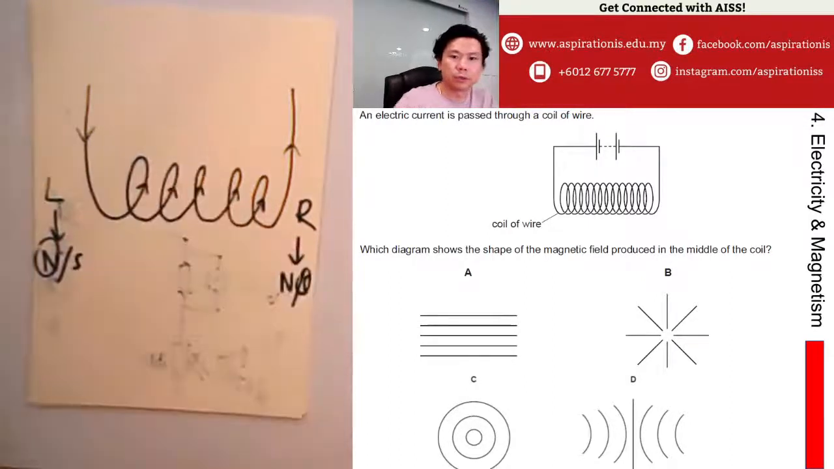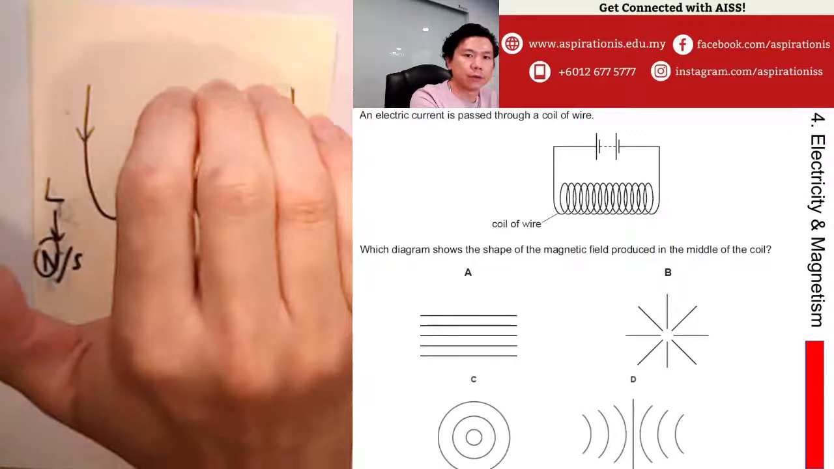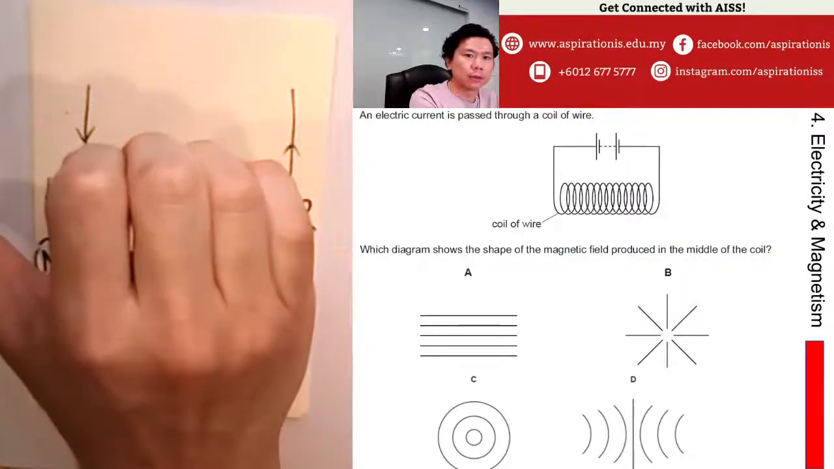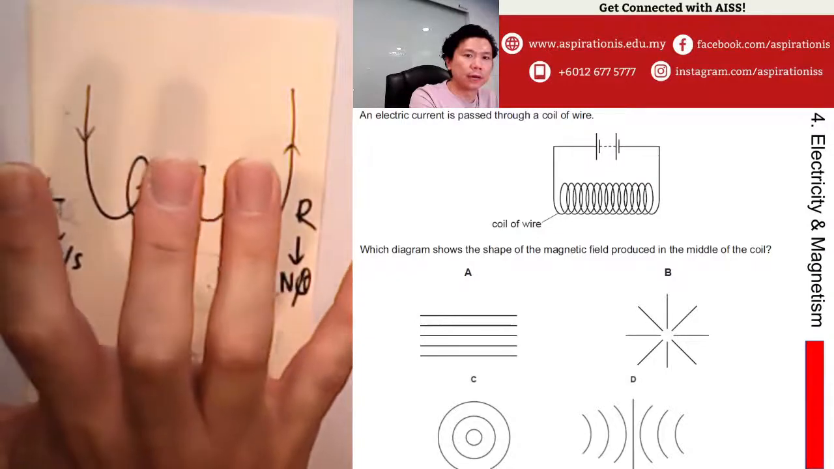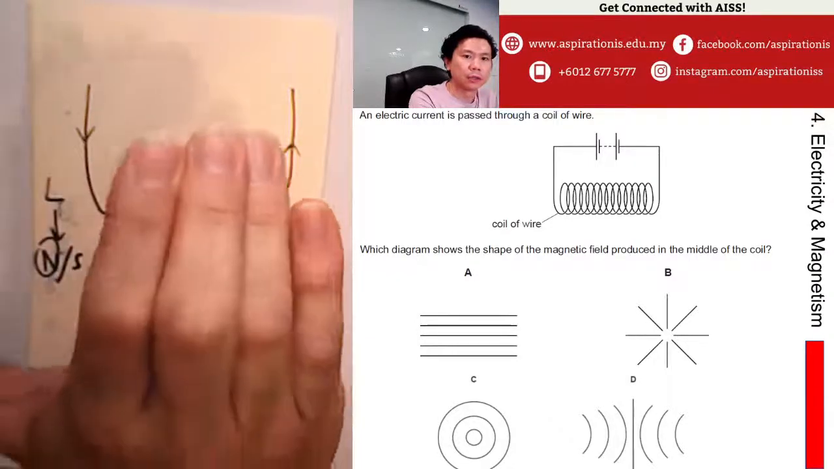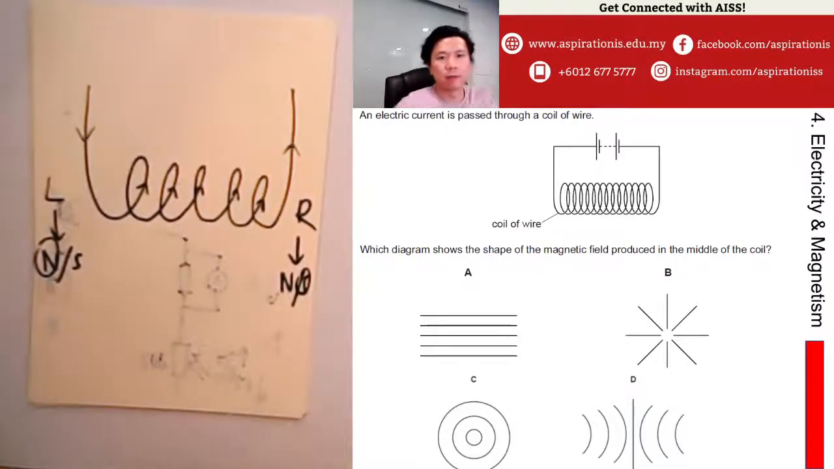All right, I'm not sure if you can see this. Yeah, so we use the right hand grip rule. We are using the right hand grip rule, and where the thumb is pointing, see, my fingers are following the direction of the current in the coil. So the thumb will be where the north is. So the left is north and the right is south. Of course, the question is not asking this, but we are here to learn not just the question, but to do some revision as well.